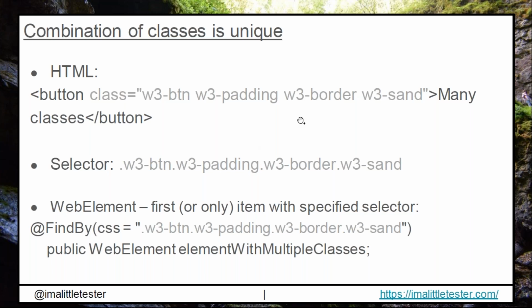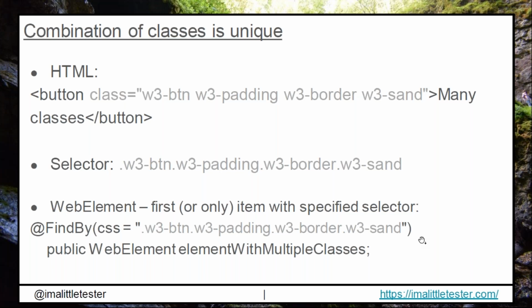In order to identify this element, I could just chain all the classes that the element has. So my selector would be nothing more than dot, the first value of that class, and then dot, the second value of that class, without any spaces between, and so on. So it's basically just a chain of dot and a class value. So this is going to be a bit of a longer selector, and the corresponding @FindBy annotation will say CSS equals and the chain of classes, and the result will be stored into a web element. Of course, if there are several items on the page with the same selector that we just specified, we can store these into a list.